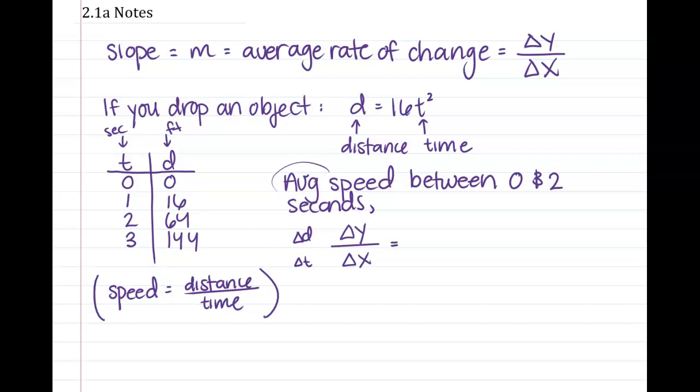So change in y over change in x, 0 to 2, well, we have our points 0, 0, and 2, 64, so our change in y is 64 minus 0. Change in x is 2 minus 0, 64 divided by 2, which is 32 feet per second. So that's our average speed.